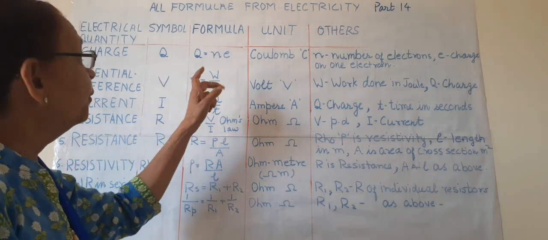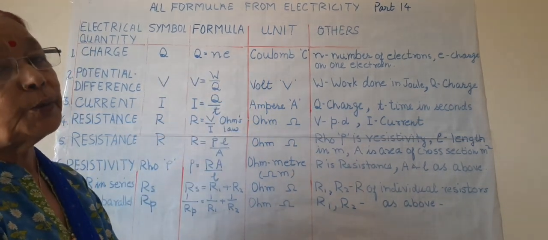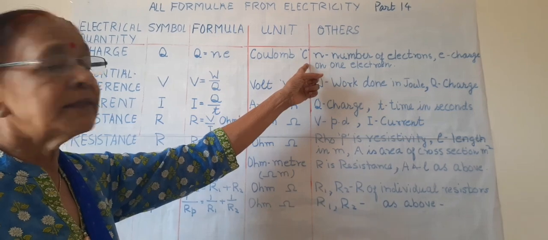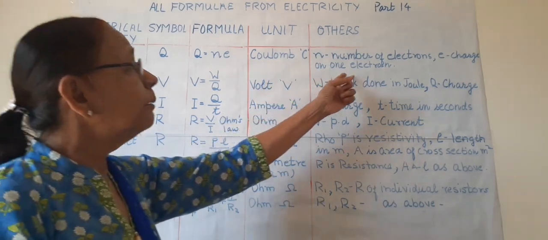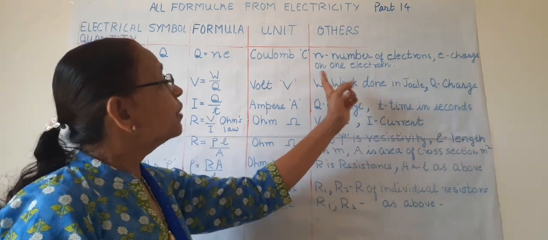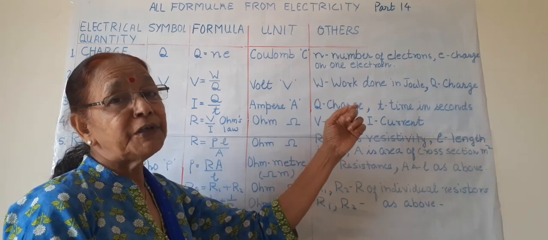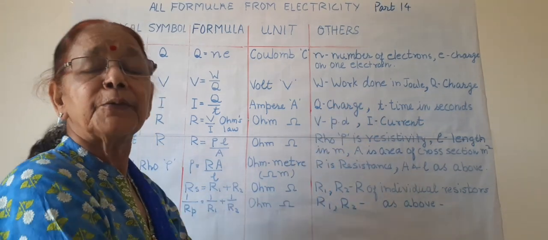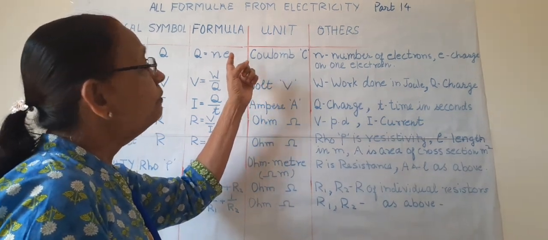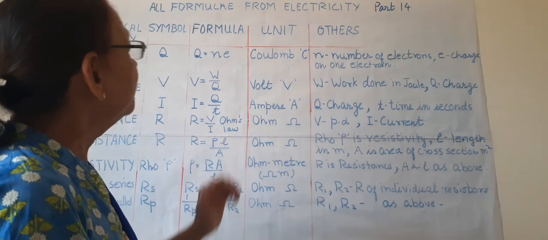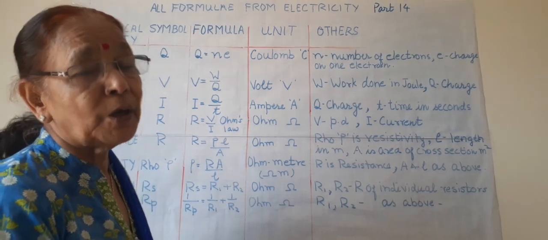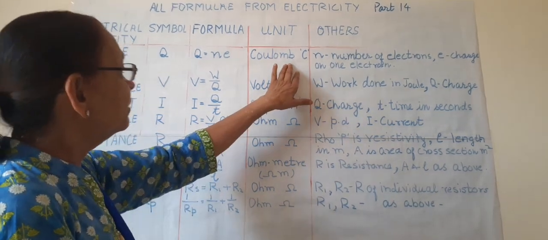Charge, the symbol is Q and the formula is Q is equal to Ne, where Q is the charge, the unit is coulomb and it is denoted by C. N is the number of electrons, and E is the charge on 1 electron, which we know is 1.6 into 10 to the power minus 19. So if we know the charge on 1 electron, we can calculate the charge on so many electrons, and then we can calculate the charge in coulomb. So this is the first formula.